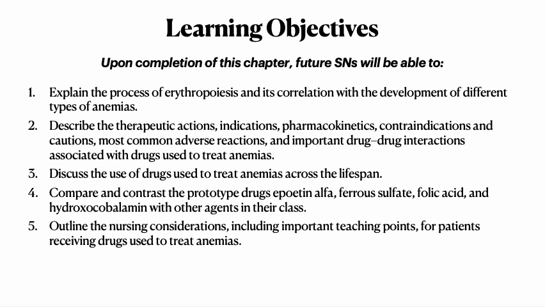and its correlation with the development of different types of anemias, describe the therapeutic actions, indications, pharmacokinetics, contraindications and cautions, most common adverse reactions and important drug-to-drug interactions associated with drugs used to treat anemias, discuss the use of drugs used to treat anemias across the lifespan, compare and contrast the prototype drugs, epoetin alpha, ferrous sulfate, folic acid, and hydroxocobalamin with other agents in their class, outline the nursing considerations including important teaching points for patients receiving drugs used to treat anemias.